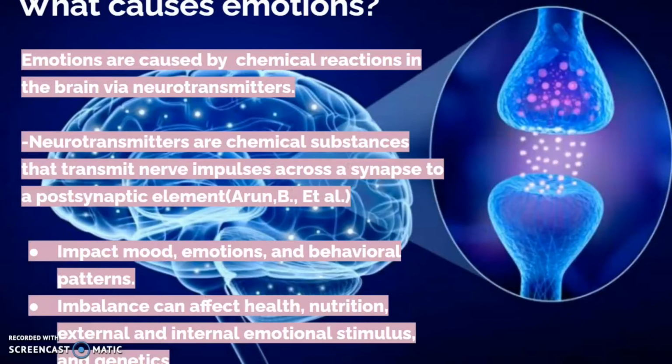What causes emotions? Emotions are caused by chemical reactions in the brain via neurotransmitters. Neurotransmitters are chemical substances that transmit nerve impulses across a synapse to a postsynaptic element, such as a muscle, organ, or a gland. They can impact mood, emotions, and behavioral patterns. An imbalance of neurotransmitters can affect health, nutrition, external and internal emotional stimulus, and genetics.